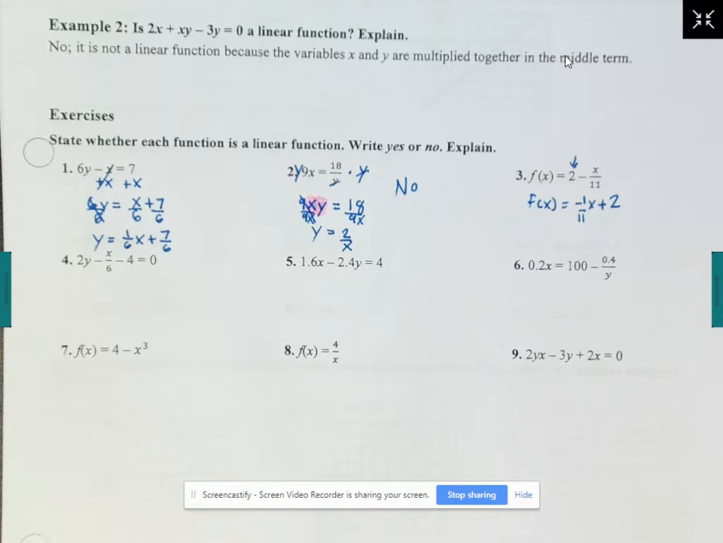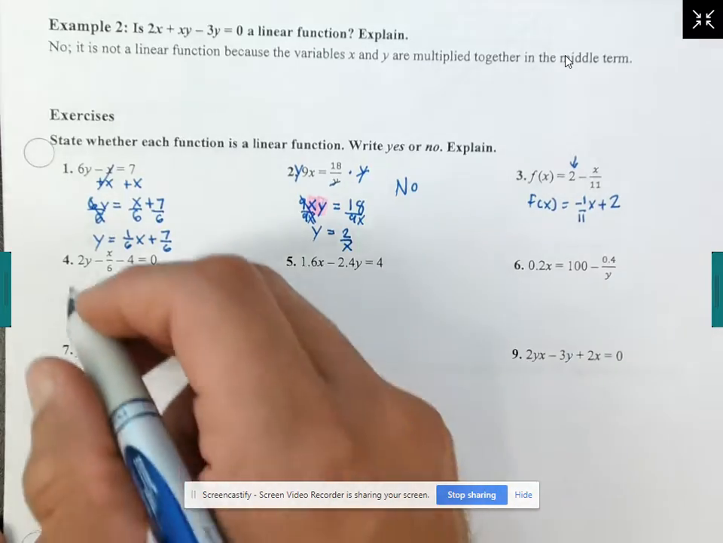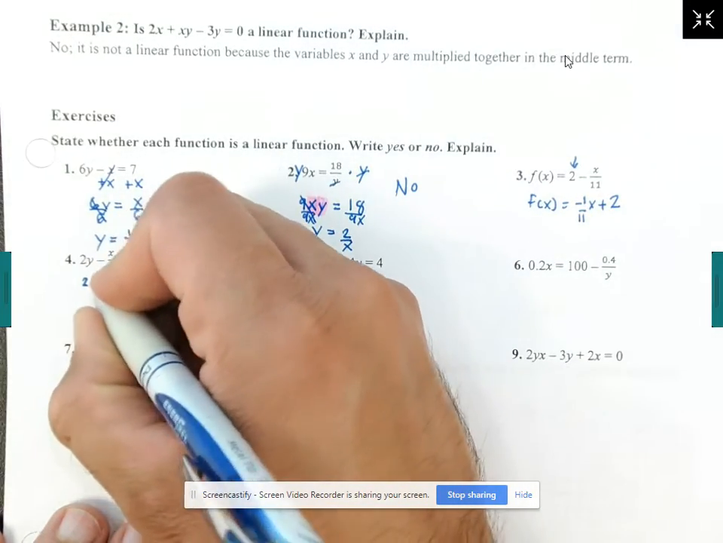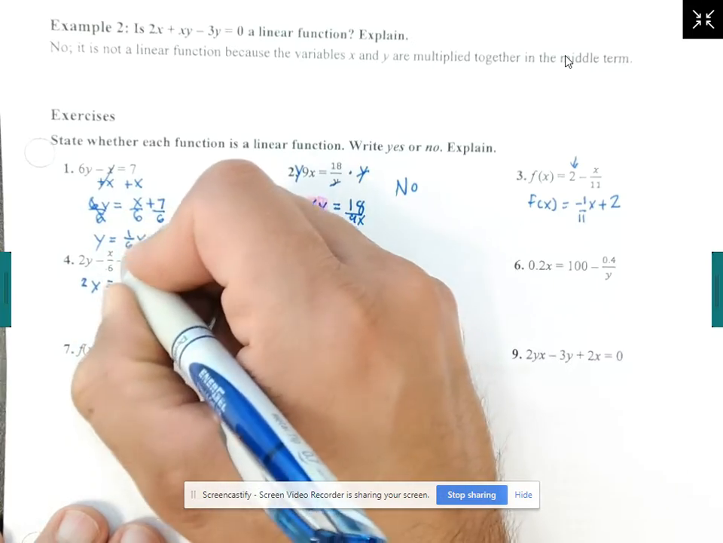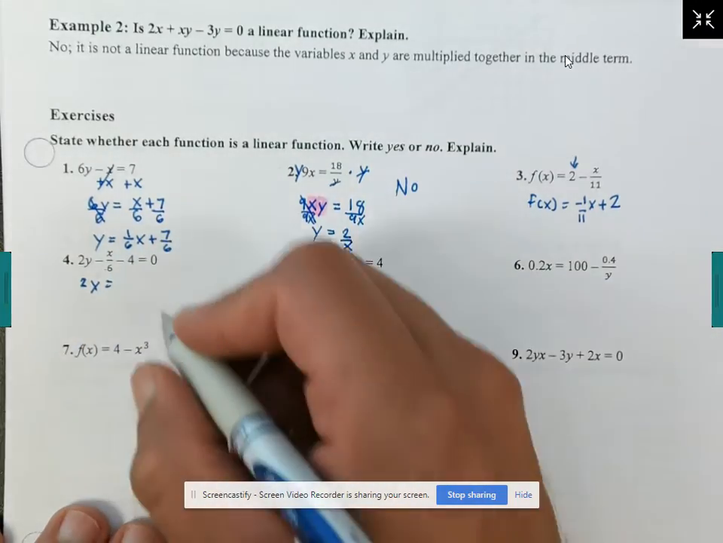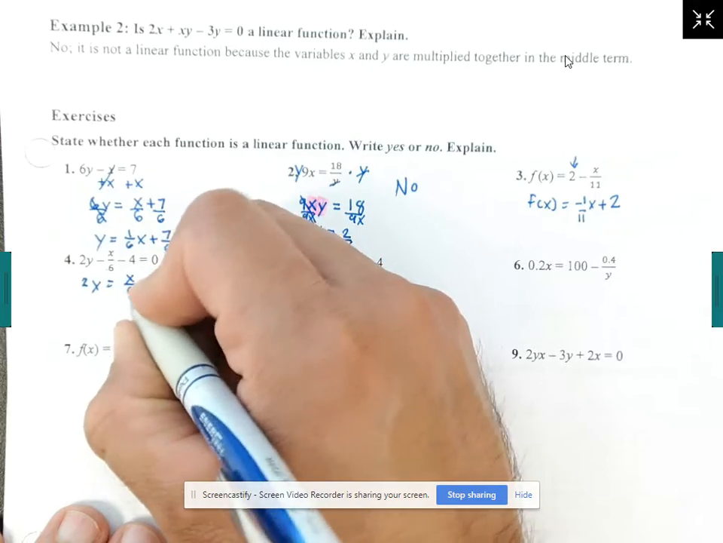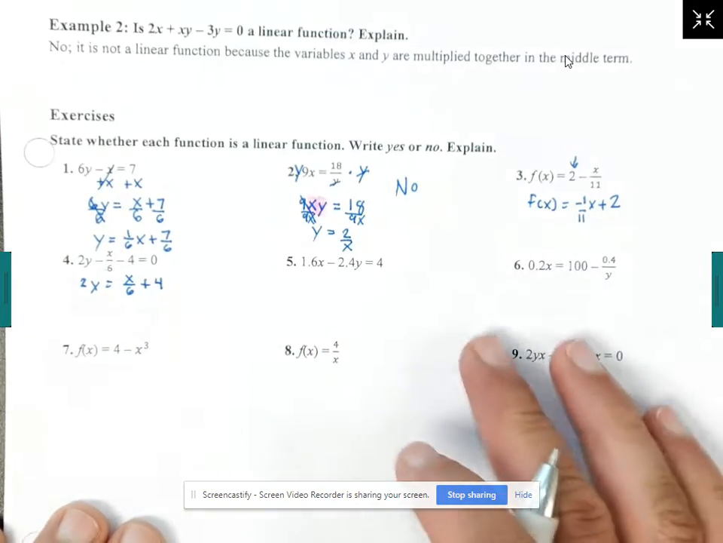Okay. So moving on to maybe a couple that you might not be familiar with. For example, on number 4, if we just look at that, even for me, I'm not really sure. But remember, if I see an x or a y for that matter on the denominator, almost, not all the time, but almost every time, it's not going to be a linear function. Okay, so for example, in this one, I'm going to try to get y by itself. So I'm going to add both this and that to the right side. So I'm going to have x over 6 plus 4. And now I'm going to divide by 2.